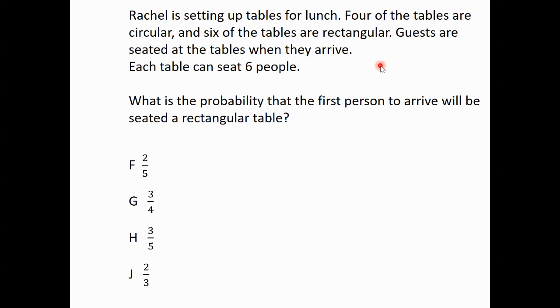So we've looked at simple probability from pictures, and now we're going to find simple probability from a word problem or from a story. So it says that Rachel is setting up tables for lunch. 4 of the tables are circular, and 6 of the tables are rectangular. Guests are seated at the tables when they arrive. Each table can seat 6 people. What is the probability that the first person to arrive will be seated at a rectangular table?